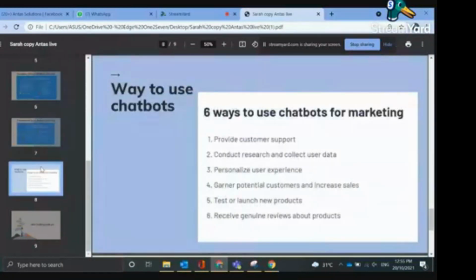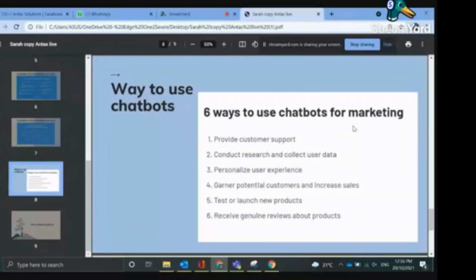Yes, so for marketing, on to the fun part of this chat: 6 ways to use chatbots for marketing. So this is a generic, general way. No matter what industry you're in, you could use this. How to use a chatbot now. Which type of chatbot should you use? Do you want us to go into that?